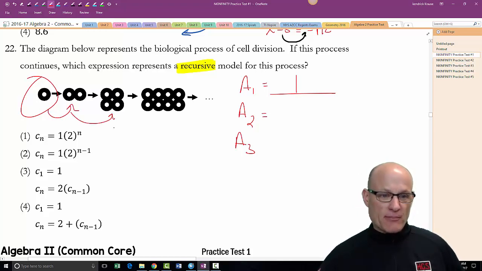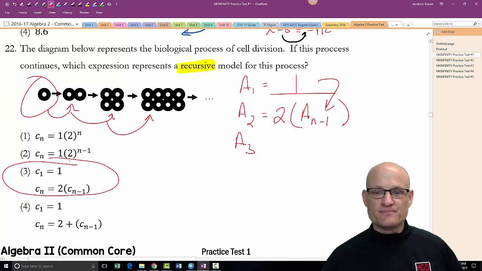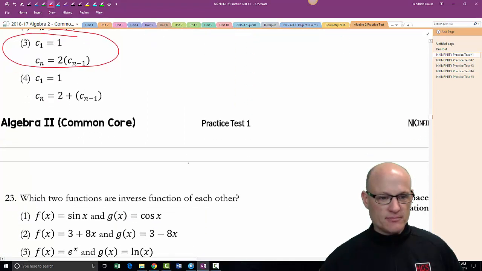Oh, I multiplied by 2. So what did I do? I took 2 and I multiplied it by the previous term. Well, the previous term is always a sub n minus 1. They use C, but that's my answer. Straightforward, kids. There it is.